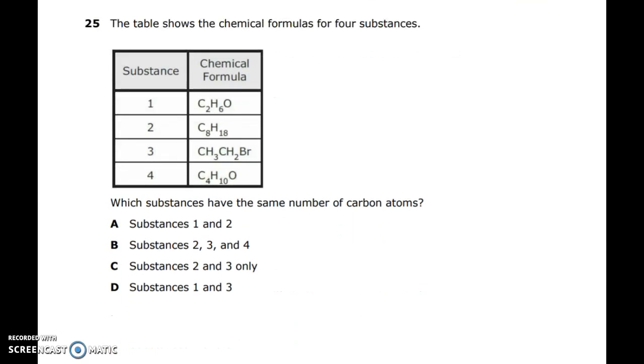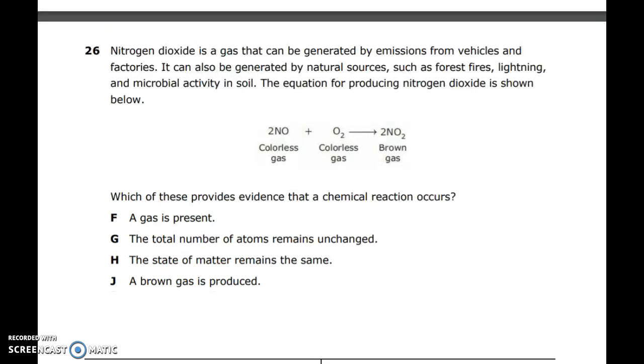25. The table shows the chemical formulas for 4 substances. Which substances have the same number of carbon atoms? A. Substances 1 and 2. B. Substances 2, 3, and 4. C. Substances 2 and 3 only. D. Substances 1 and 3.